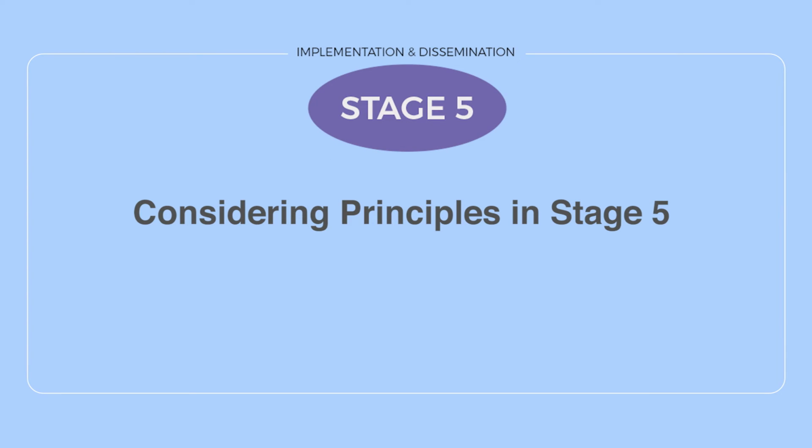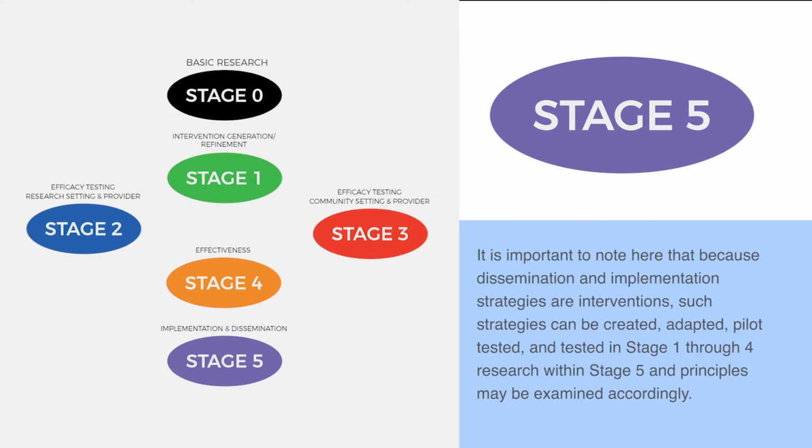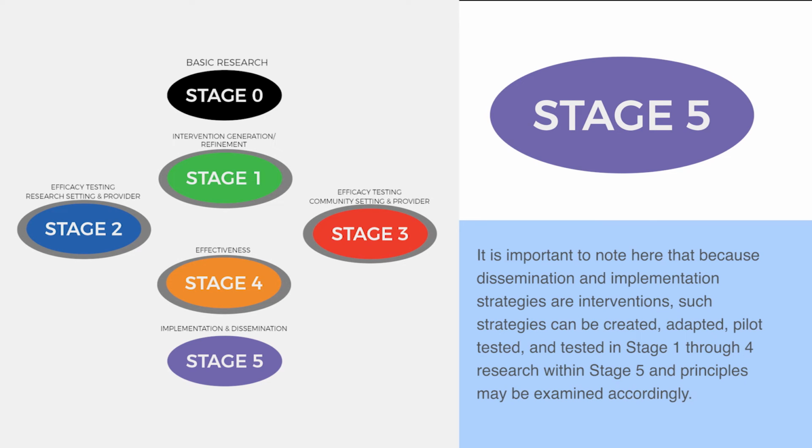Considering principles at Stage 5. During Stage 5, researchers may consider principles by examining principles that account for successful dissemination and adoption of an intervention throughout an organization or community, and testing hypotheses about the behavioral mechanisms that drive these dissemination and implementation strategies, which are behavioral interventions in their own right. It is important to note here that because dissemination and implementation strategies are interventions, such strategies can be created, adapted, pilot tested, and tested in Stage 1 through 4 research within Stage 5, and principles may be examined accordingly.